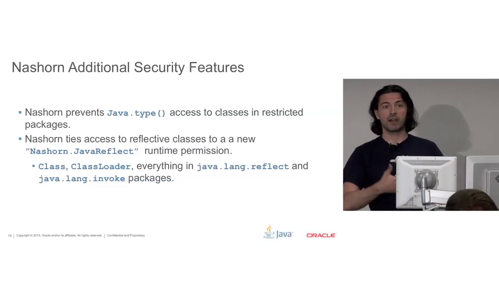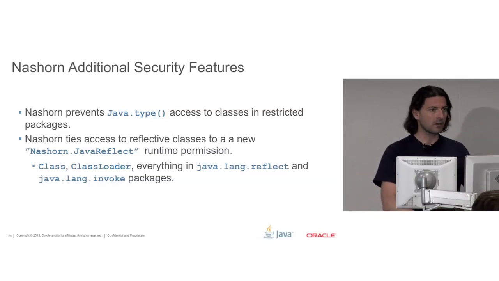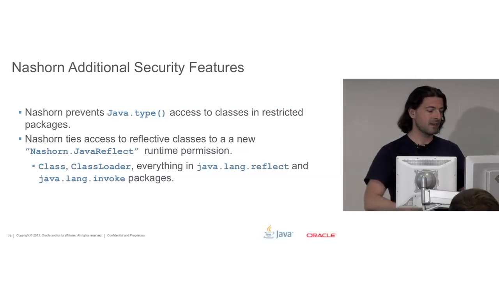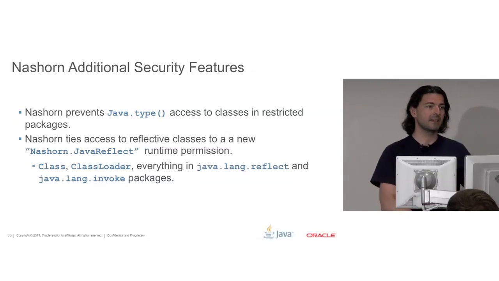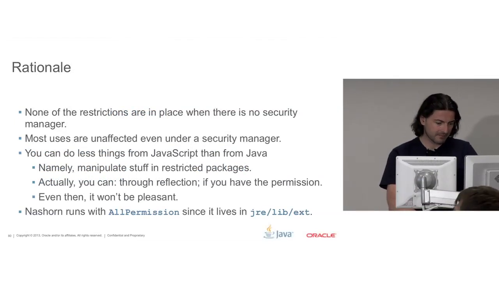So if you are running in a system without a security manager, you are not affected. You can do Class.fullName from your script. If you're running under a security manager, you will need to give your script classes in the Java policy. You will need to specify the URLs for your JavaScript files and tell them they have the nashorn.javaReflect permission, and then they can do that. Otherwise, they cannot. Yeah, I think I just said all of that.